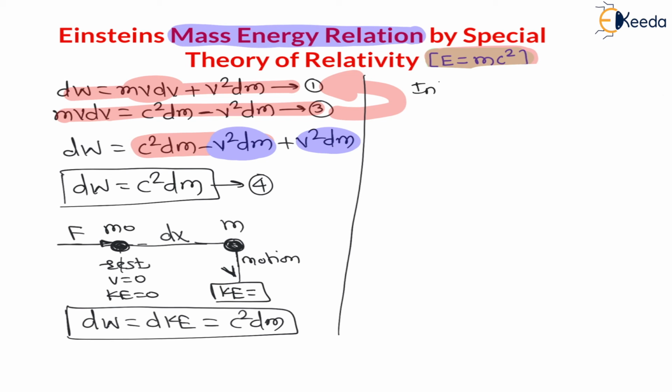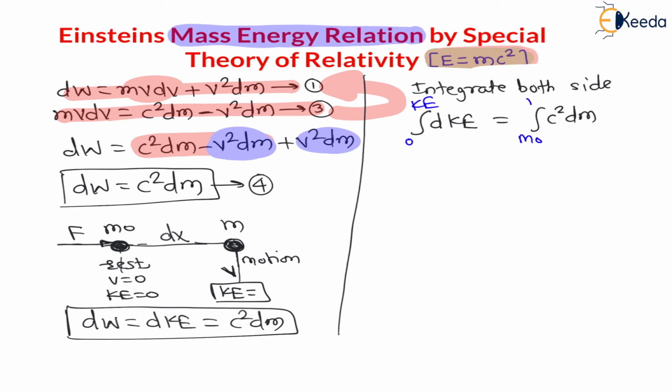Now what I will do, I will integrate both sides by substituting the limits. Integration of change in kinetic energy is equal to integration of c square dm. Understanding the limits is very important. Kinetic energy is changing from 0 to KE. Initially it is 0, then it is KE. At the same time, the mass is changing from m0 to m.